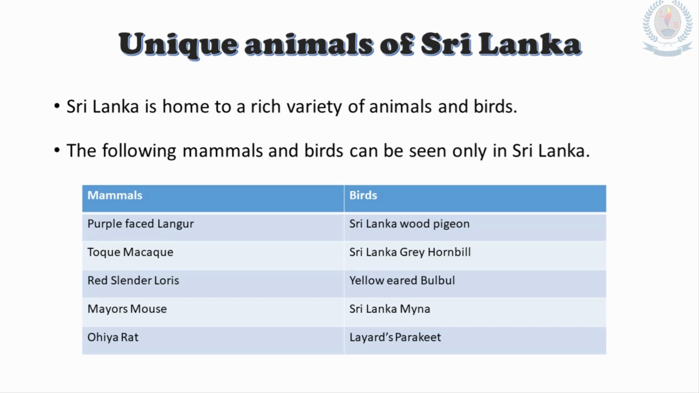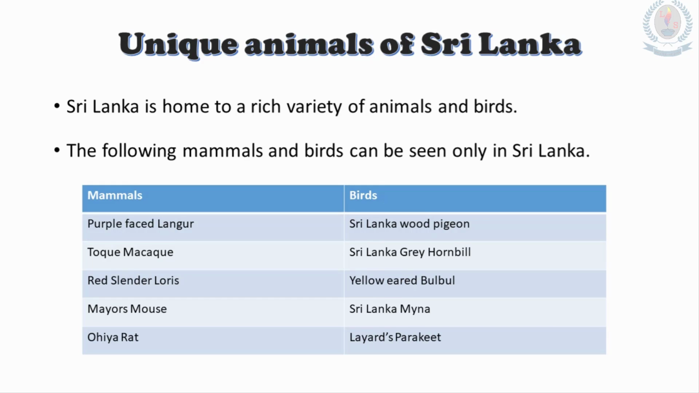Unique animals of Sri Lanka. Sri Lanka is home to a rich variety of animals and birds. The following mammals and birds can be seen only in Sri Lanka. Now let's see the mammals. Purple-faced langur, toque macaque, red slender loris, Mayor's mouse, and ohiya rat are some unique mammals of Sri Lanka.